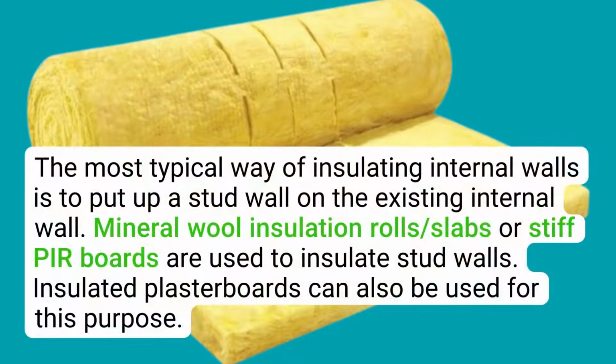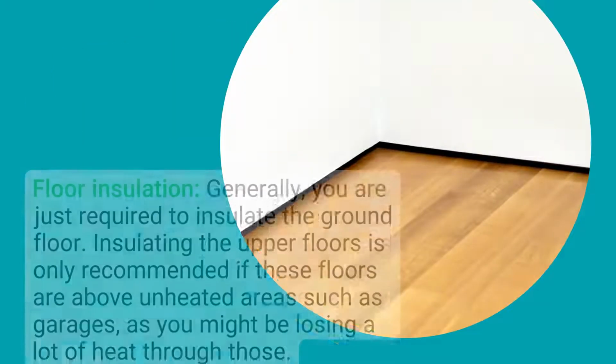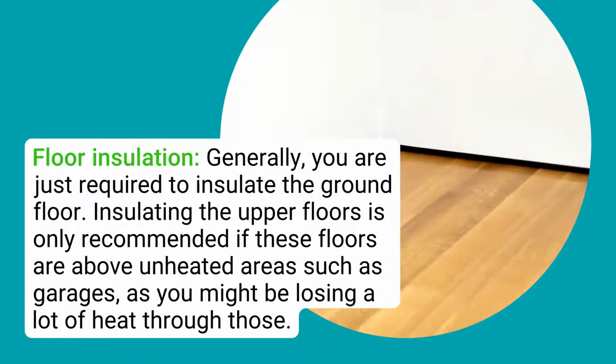The most typical way of insulating internal walls is to put up a stud wall on the existing internal wall. Mineral wool insulation rolls, slabs, or stiff PIR boards are used to insulate stud walls. Insulated plasterboards can also be used for this purpose. Floor insulation. Generally, you are just required to insulate the ground floor.